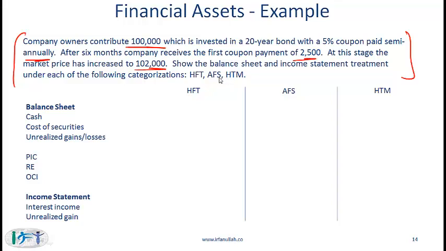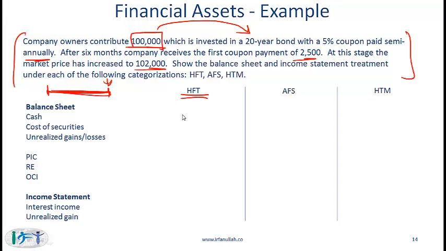Now, note that on the balance sheet, initially let's say we are the owners, so we make a contribution of 100,000, and that 100,000 is immediately invested in a bond. This question is asking us about what we report at the end of the 6-month period on the balance sheet and what we report on the income statement related to this 6-month period. Let's first take the held for trading scenario.